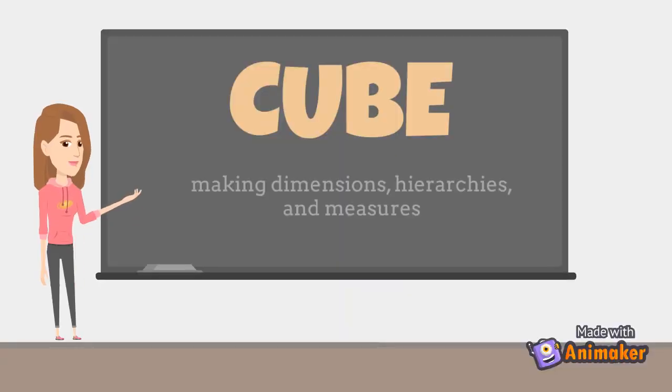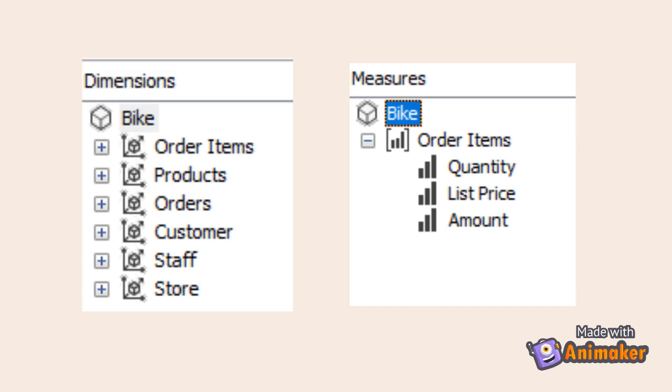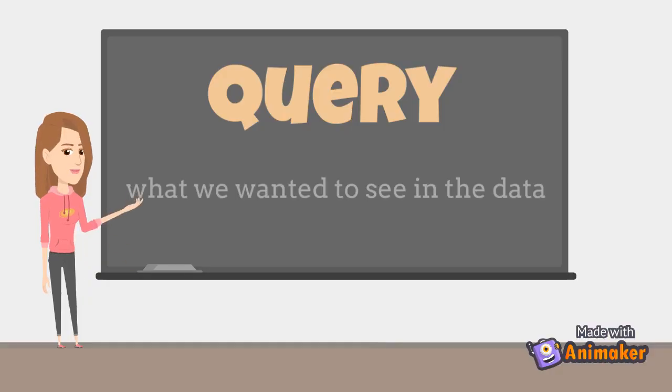Now that we have the single source of truth, we will make a cube with dimensions, hierarchies, and measures. The cube has the dimensions order items, products, orders, customer, staff, and store. The measures that we have are from the main fact table, order items. It has the measures of quantity, price, and amount. Now that we already have the cube, let us start querying.